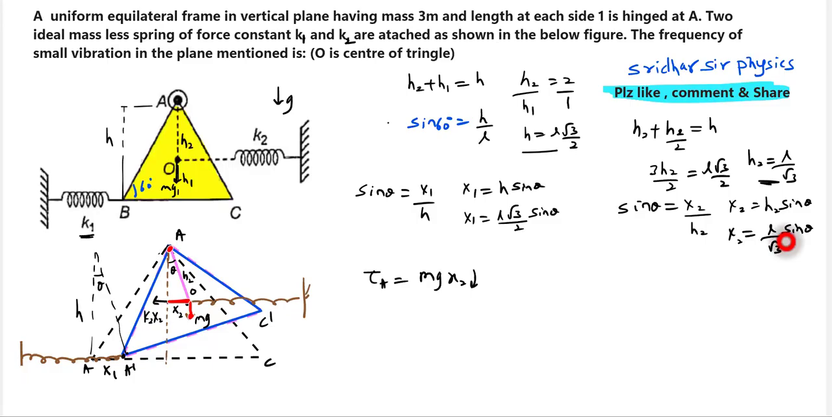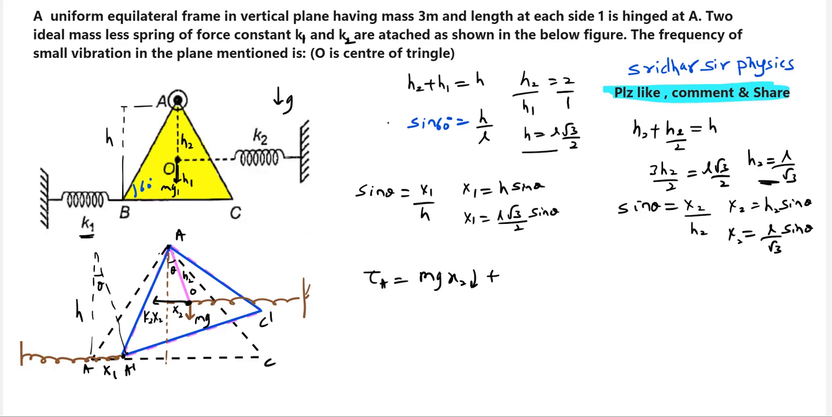Okay, the torque due to weight about point A, we are applying the torque. Torque due to weight will be mg into this particular distance and it will be clockwise. Then torque due to this particular spring force.